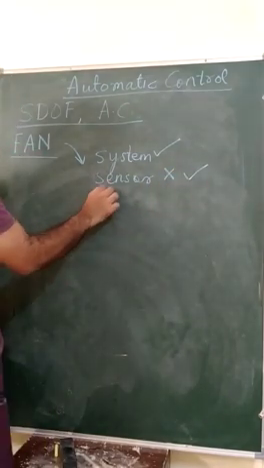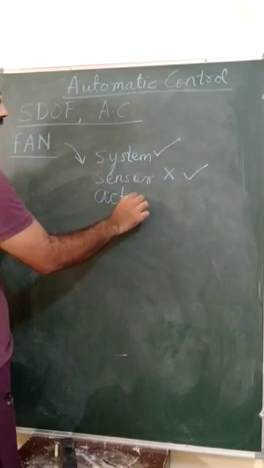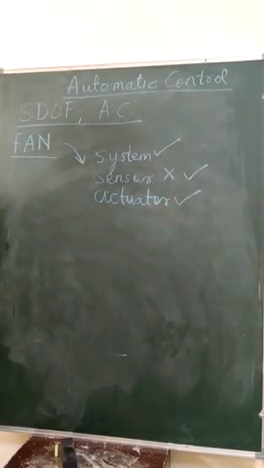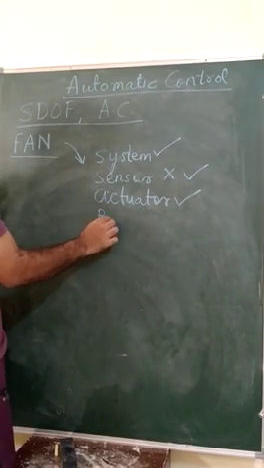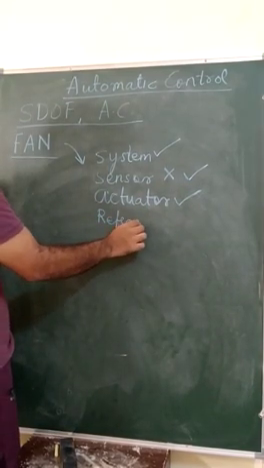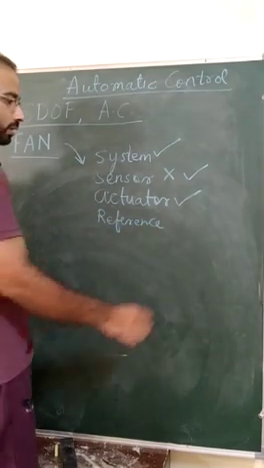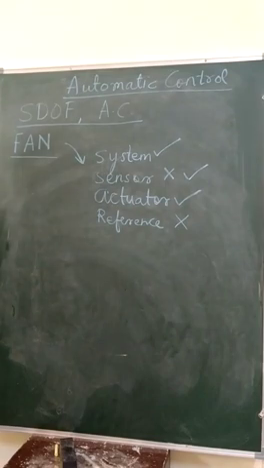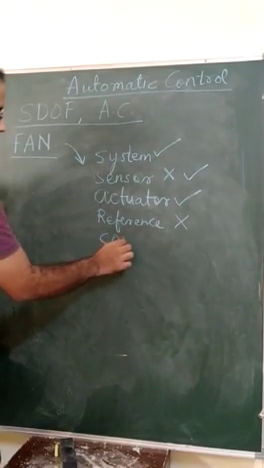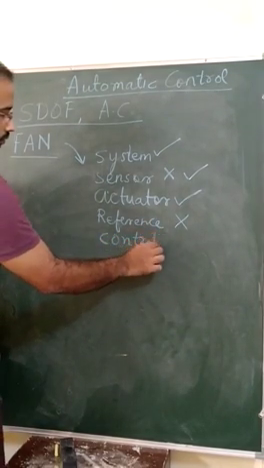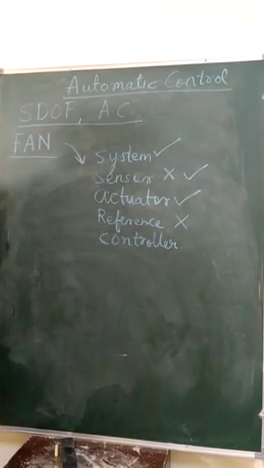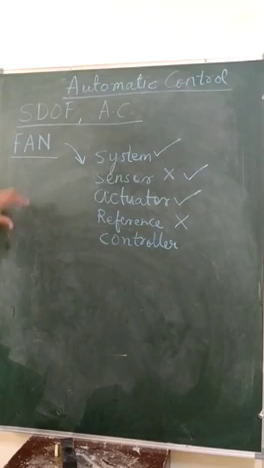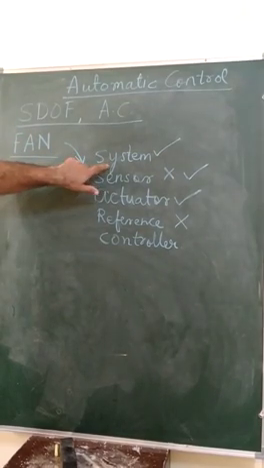Does it have an actuator? Well, it does have an actuator. It has a motor which rotates. So it has an actuator. Do we have a reference value for it? I don't think we set any reference value in a fan. We don't have the option of setting a reference value. Does it have a controller? Well, it depends upon how you define the system here.